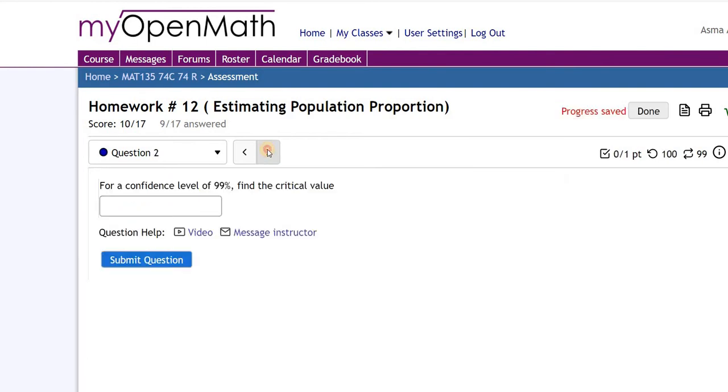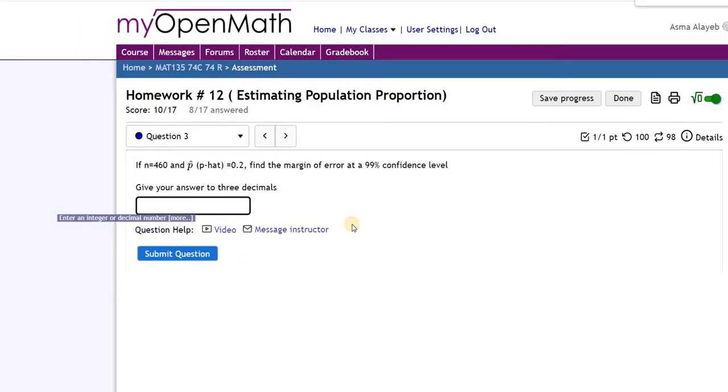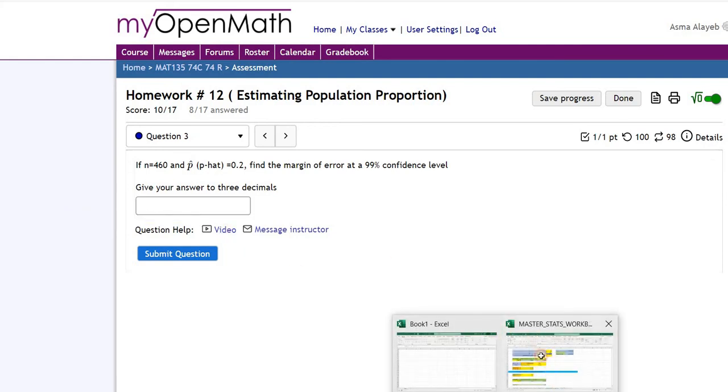The second question is similar to this. The third question, if you have n is equal to 460, I usually write my numbers on a piece of paper before I plug them in, so I don't go back and forth. You might use that strategy. So you're going to say n is equal to 460, and p hat is equal to 0.2, and we need to find the margin of error at 99% confidence level. So I'm going to go back to the sheet here. You can watch the video and do it by hand, by the way.